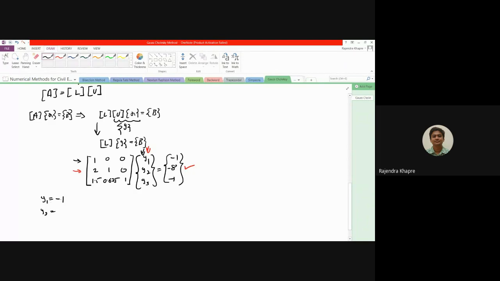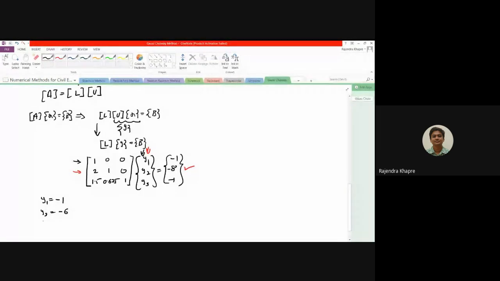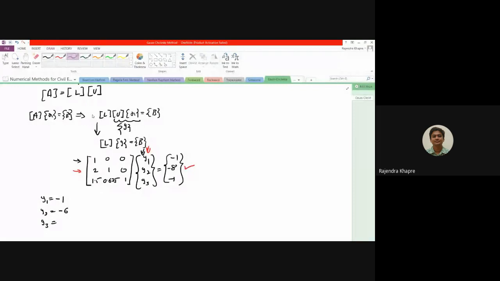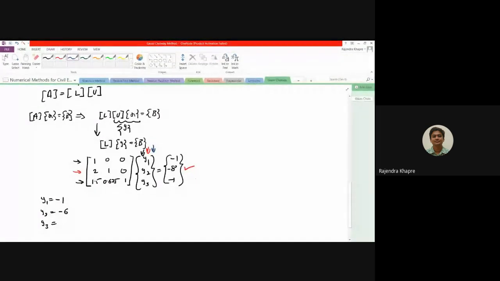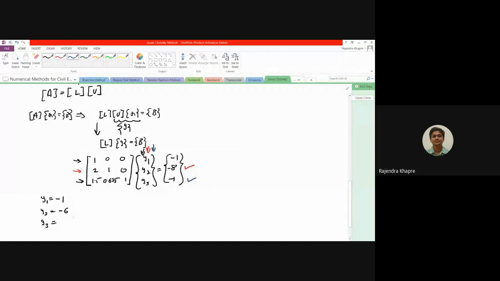This should be, I think, -6. And lastly, y3 can be calculated by taking the product of this with this and equating with -1. Give me the value of y3, please. You already know the values of y1 and y2.